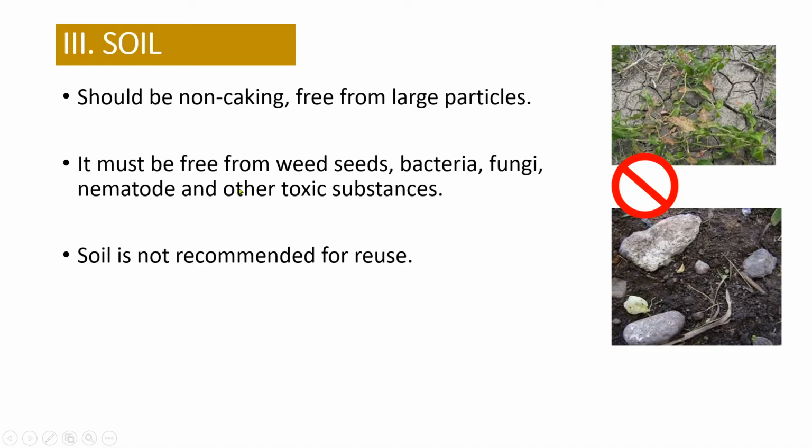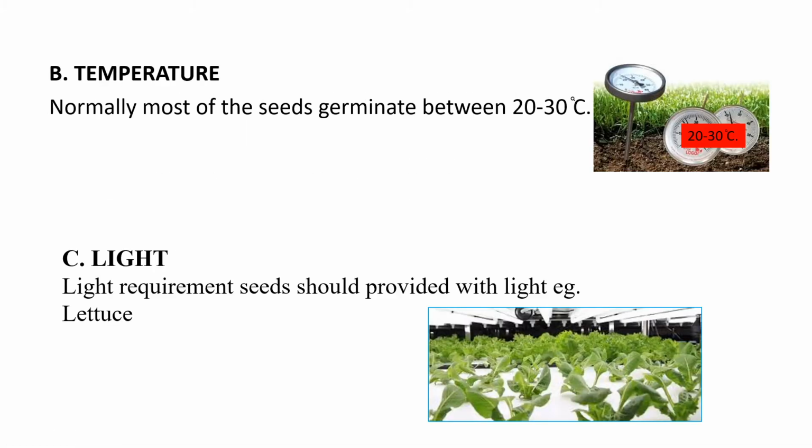And it must be free from weed seeds, bacteria, fungi, nematodes, and other toxic substances. In the presence of which we can go for soil sterilization in an autoclave. And it is not recommended for reuse. So if the soil is contaminated when used for germination, first we have to dispose of it. We don't have to reuse it from time to time.